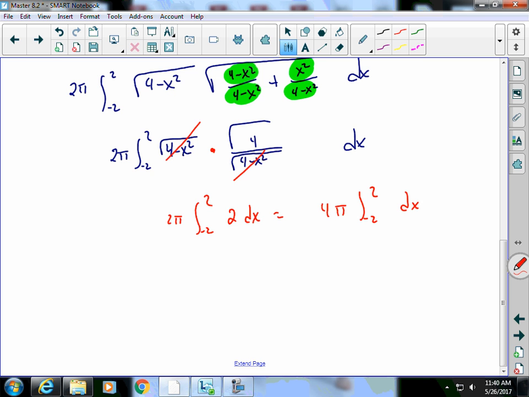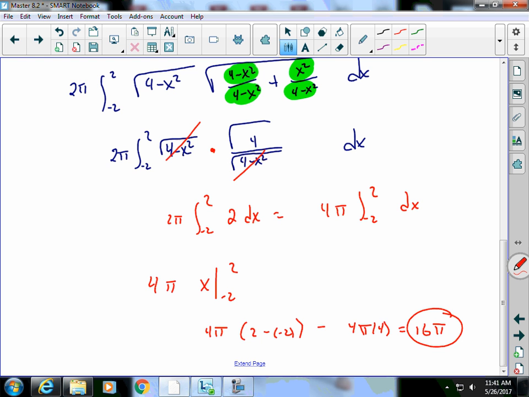It's a real hard, complicated integration, but I'll do it for you guys. From negative 2 to 2. I have to evaluate that, so it's 4 pi, 2, subtract the negative 2, which is 4 pi times 4, or 16 pi. So the surface area is 16 pi.